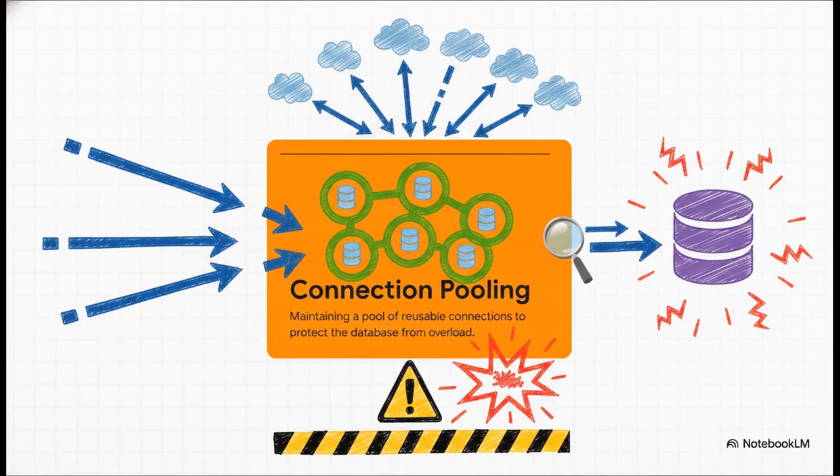You see, opening a brand new database connection for every single user request is incredibly resource-heavy, and it's slow. Connection pooling solves this by maintaining a pool of reusable connections. Basically, your app borrows a connection, uses it, and then gives it right back. But hey, a major warning here. If you're using serverless functions that scale up massively in seconds, you can easily create thousands of concurrent connections and instantly crash your database. So you really have to configure your pool sizes carefully.